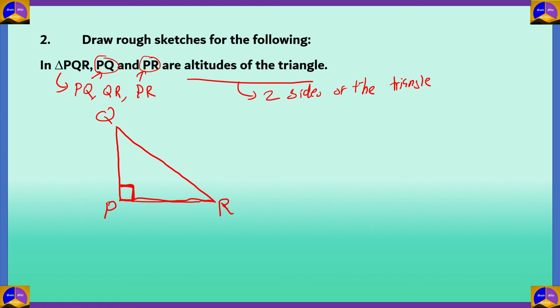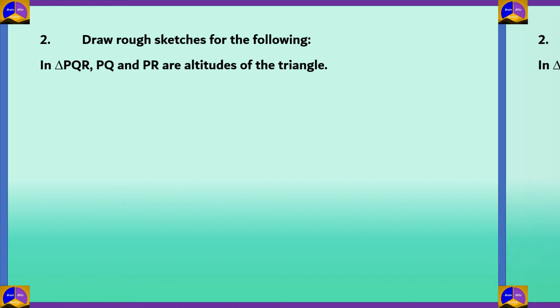Now there can't be two different right angles in a triangle, because 90 plus 90 is equal to 180, but all of the angles must add up to 180. That's not possible. So in this diagram we have drawn, PQ and PR are the altitudes of the triangle. Let's move on to the next question.